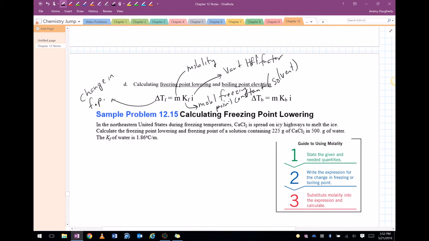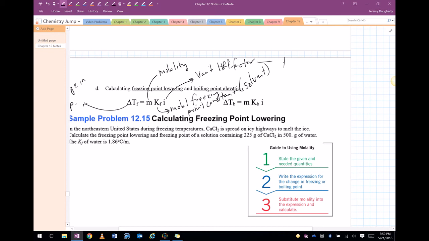And basically, for instance, if it's sodium chloride, your Van't Hoff factor is 2 because it breaks up into the sodium ion and the chloride ion. If you have something like aluminum chloride, AlCl3, your Van't Hoff factor would be 4 because it breaks up into the aluminum and 3 chlorides. So it's basically how many particles you get out of it, right?